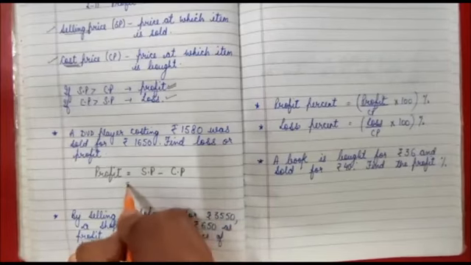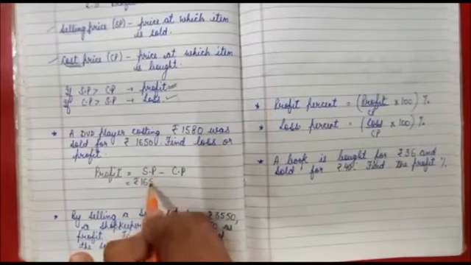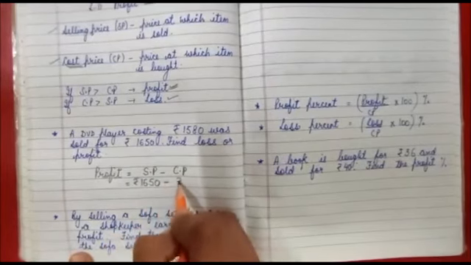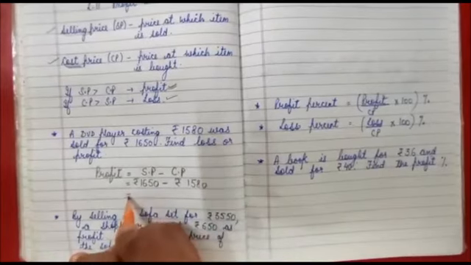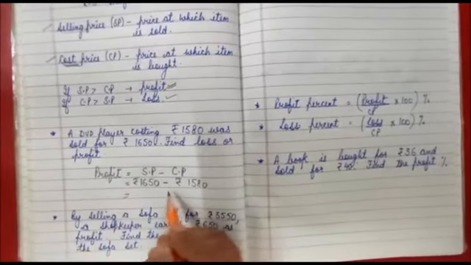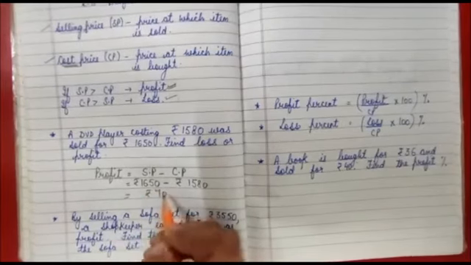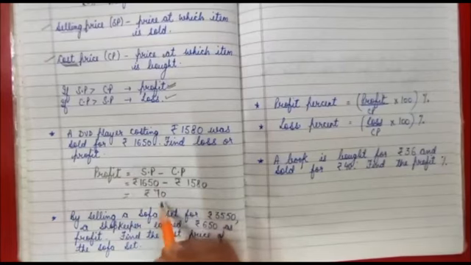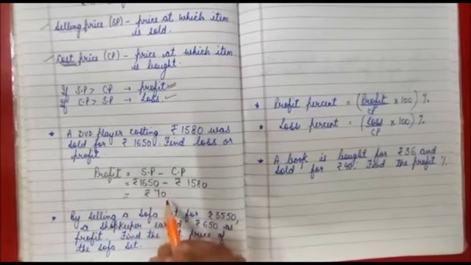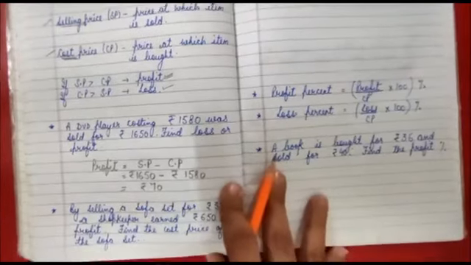So let's put the values. SP is rupees 1650 subtracted by rupees 1580. So let's subtract these two. When you subtract these two, you will get rupees 70. It means the shopkeeper who sold a DVD player will have a profit of 70 rupees after selling that DVD player. Let's take one more example.